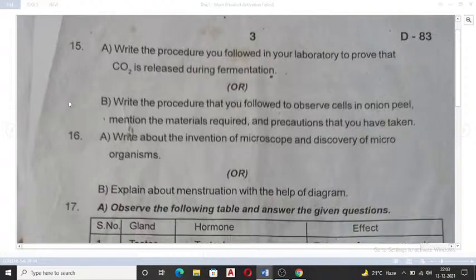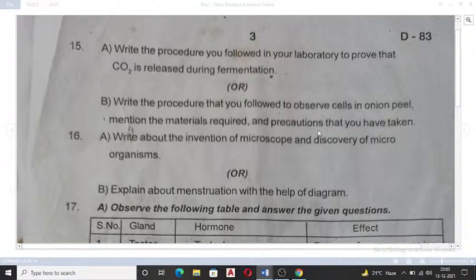Write a procedure you follow in your laboratory to prove that carbon dioxide is released during fermentation. Fermentation is a process, no? Yeast undergoes this. Or name B. Let's see what is B. Write the procedure that you follow to observe cells in onion peel and mention the materials required and precautions that you take. Here, if you see, they are asking you to write the procedure, mention materials, precautions.